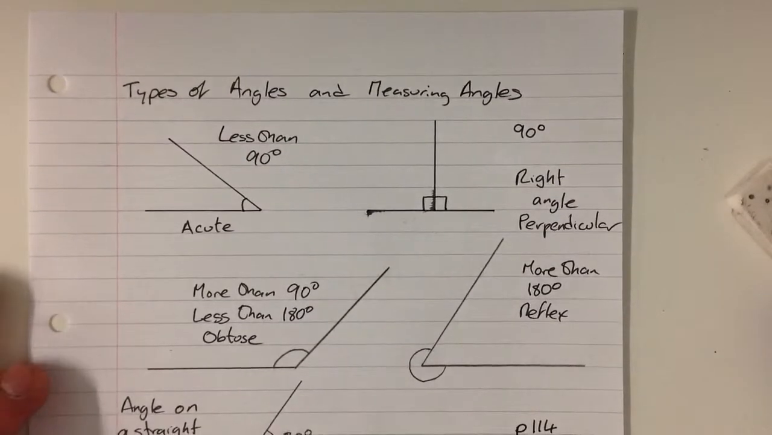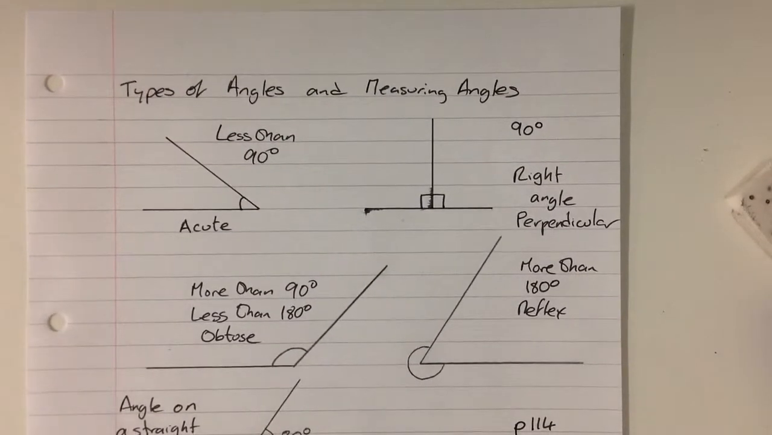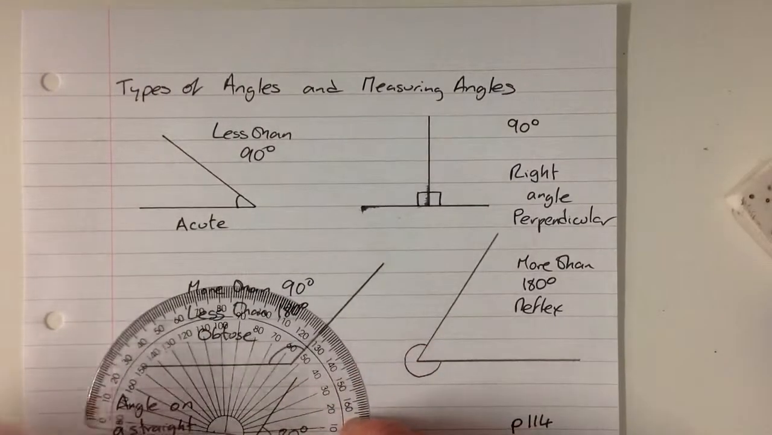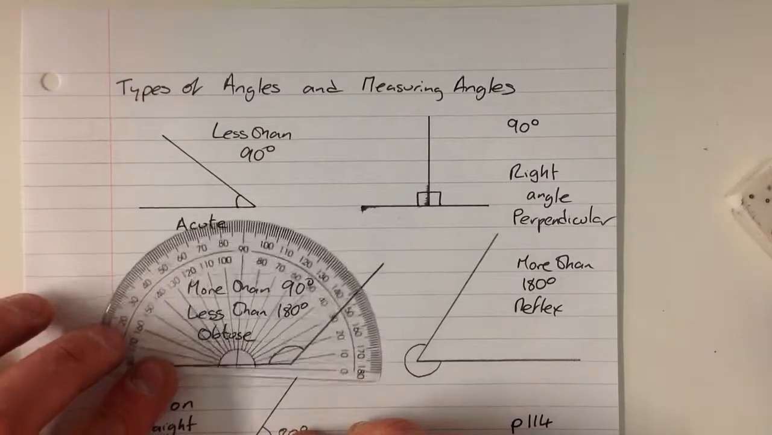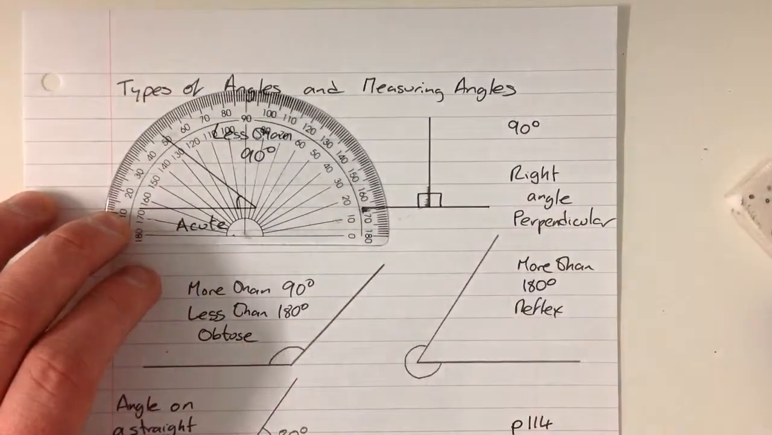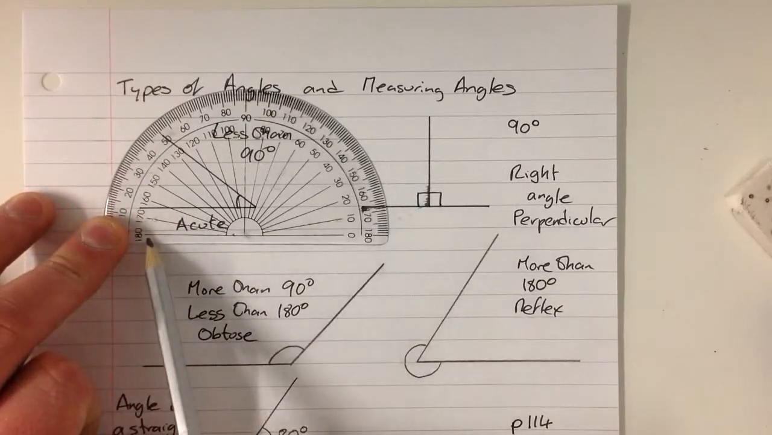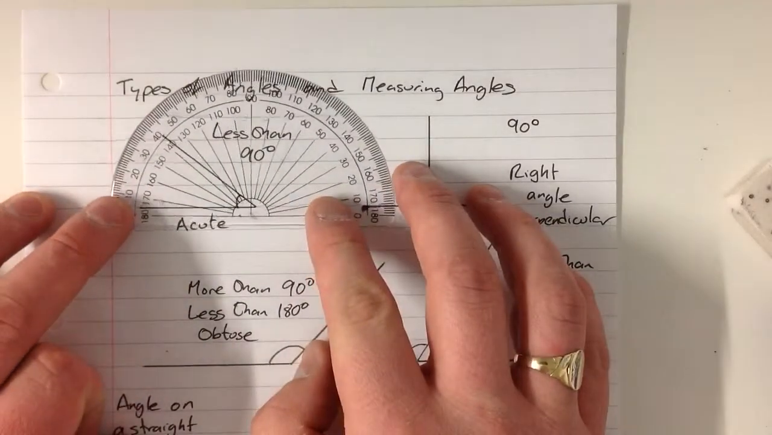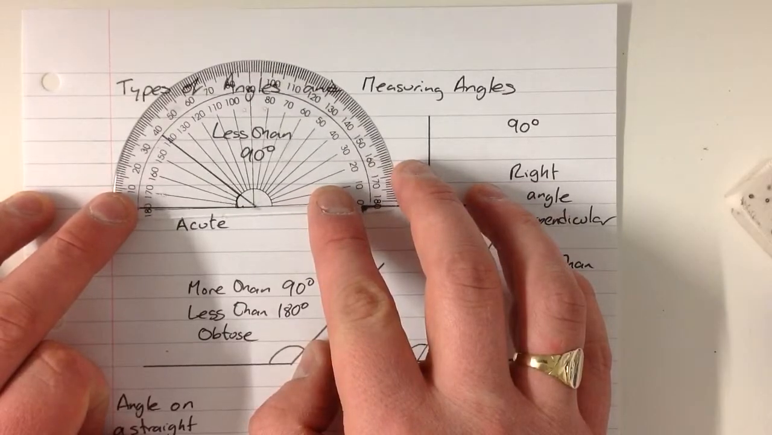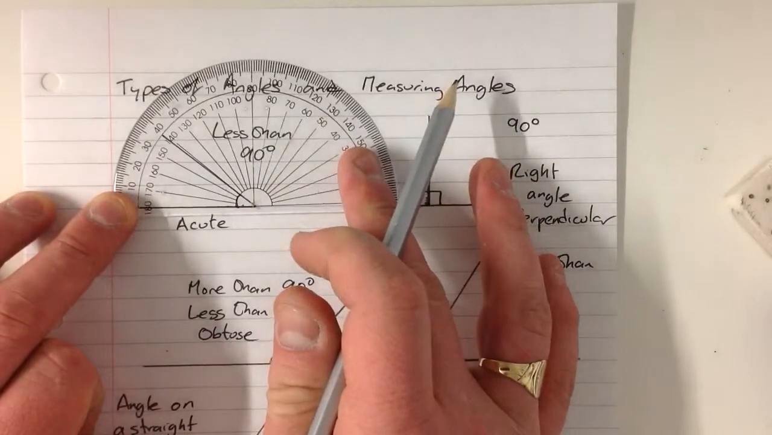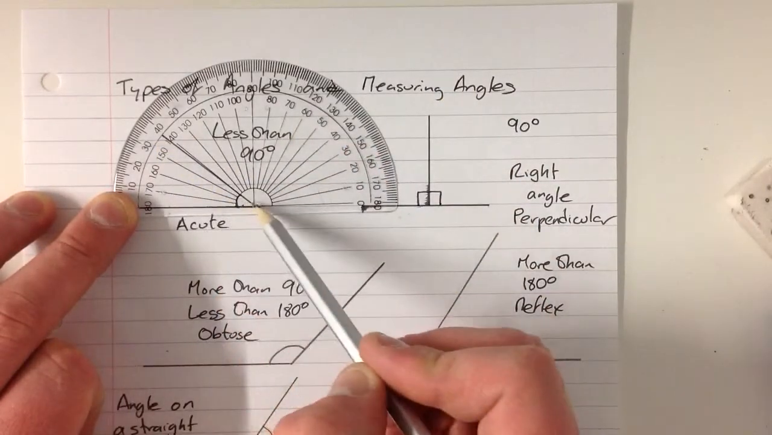Before we go on, a little bit of practice measuring angles. You're going to be doing a little bit of measuring angles today, so be really clear on how you do this. I'm going to measure this acute angle. The important thing is this line across the bottom of the protractor. I'll line it up with the bottom of the angle. Have a look at where the other leg of the angle is.